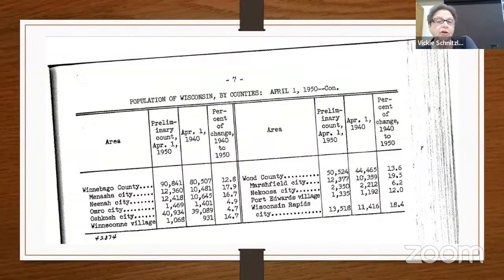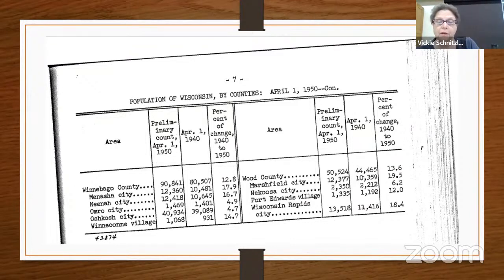All right, so let's look at Wood County. We can see that the preliminary count, April 1st, 1950, was 50,524 people in the county of Wood. Compare that to a year before that, it was only 44,465.